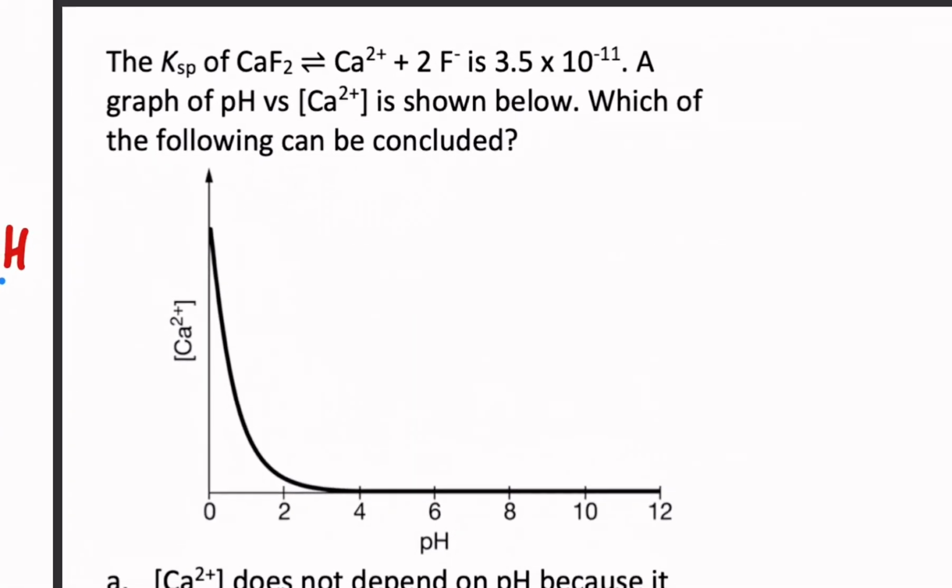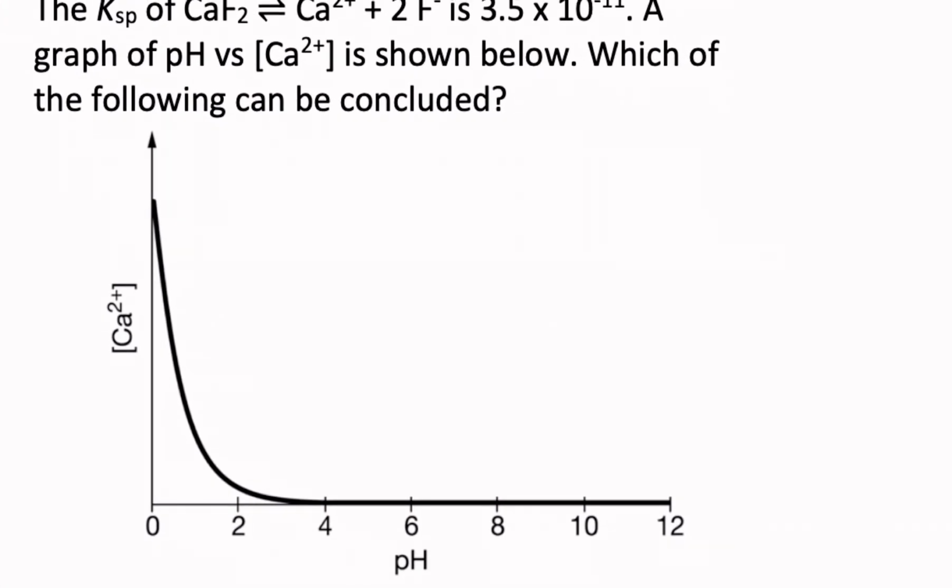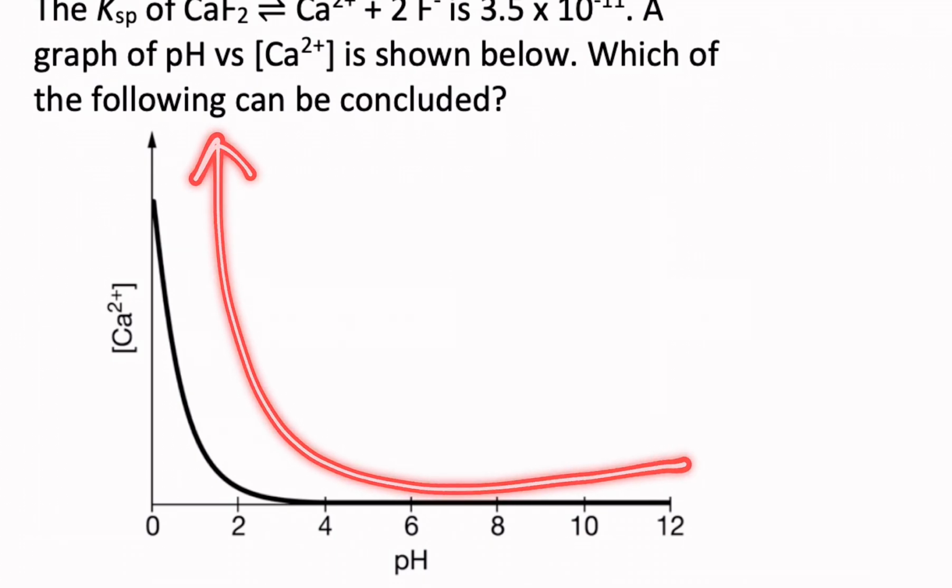The first one is sort of related to KSP. It says we have the dissociation of calcium fluoride. If you remember your solubility rules, that's very insoluble, so KSP is very small. And they want to know what's up with this graph of pH versus the calcium ion concentration. Looks like as we lower the pH, the calcium ion concentration goes up.